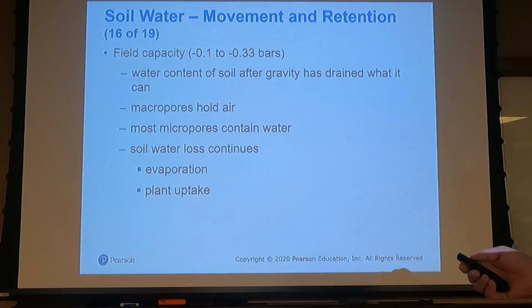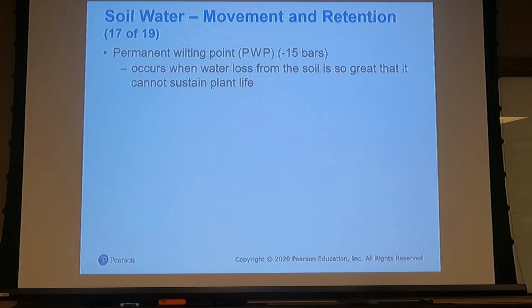And so as soil loss continues, we'll lose some from evaporation, some from plant uptake, and will eventually make it to permanent wilting point. And so permanent wilting point is at negative 15 bars. At this point, this is where the matrix potential is much greater than the ability of the plant to take that water in. And so there may be water still there. It's not that it's bone dry.